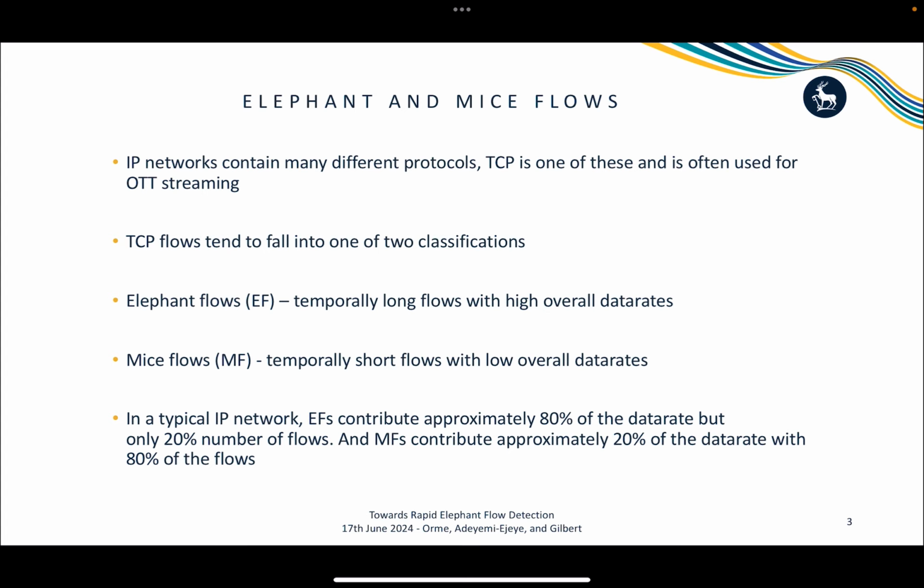Generally speaking, an IP network consists of 80% mice flows and 20% elephant flows. But the elephant flows make up 80% of the total data within the network, and the mice flows make up 20%.